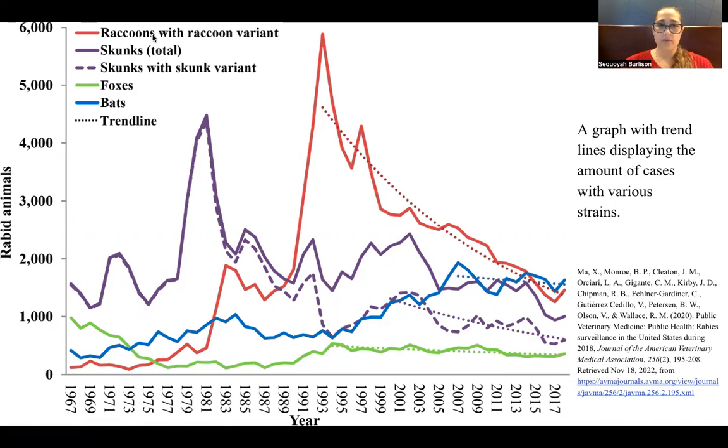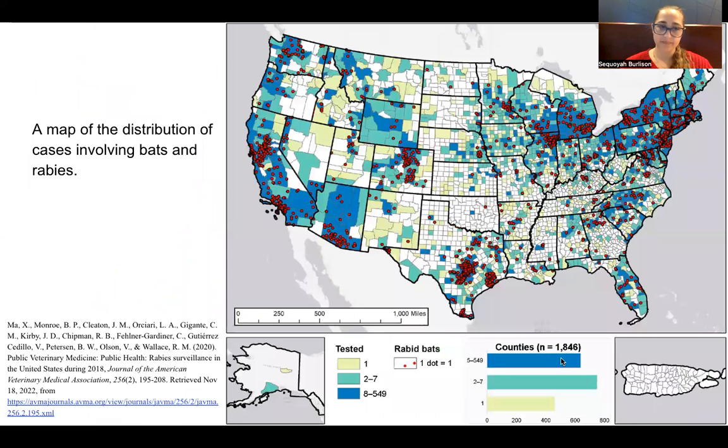The raccoon variant is in red. This one has the highest peak, but also has the steepest decline over the years. And then the skunk, there's skunks with the skunk variant and just skunks in total with the rabies virus. It has also declined over the years and has shifted. The one that has actually inclined a little bit, but still has a small negative trend, is bats. This is the second most common animal to cause transmission. And foxes is fairly uncommon.